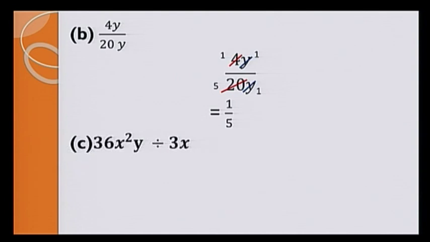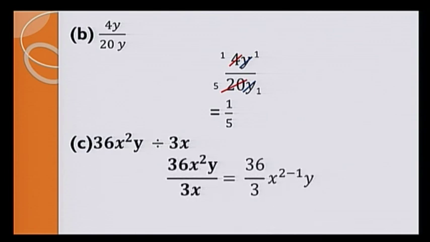36x squared y divided by 3x. We are going to group the numbers together, 36 divided by 3. We are going to use the division law of indices. By subtracting the powers of x, we got x to the power of 2 minus 1, and then we have y. Therefore, the answer is 12xy.